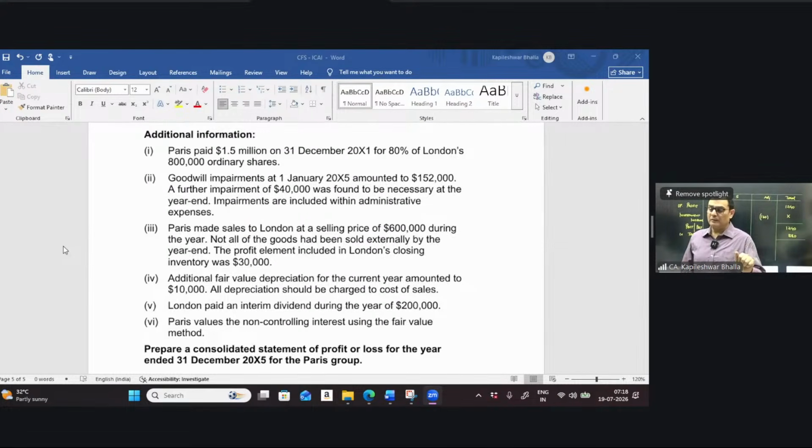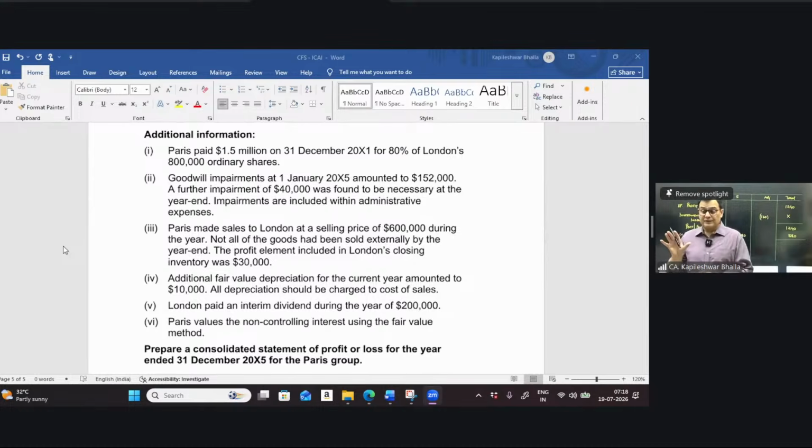So point number 2, goodwill impairment is taken. Point number 3, the stock reserve and the intercompany sale purchase taken. Point number 4, the additional depreciation taken. Point number 5, the interim dividends taken. And point number 6 is only telling us NCI as a fair value. That's it. So now we need to get the profits and split this between the parent and the NCI.